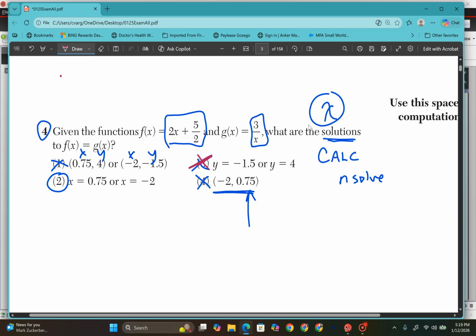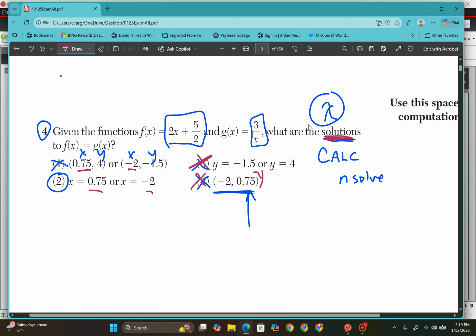This one, the Y is 0.75, so that would automatically be wrong. And then I would have to check, you see how it's 0.75, 0.75, and -2, -2. So it could be either. So you would have to know that when you're looking for solutions, you're only looking for the X values, whatever is there.